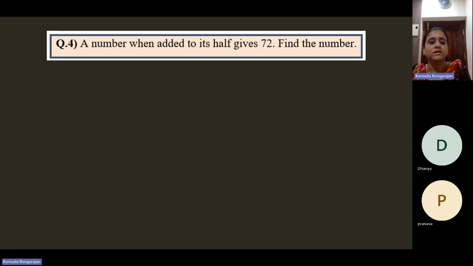Next one. A number when added to its half gives 72. Half is different from its half.